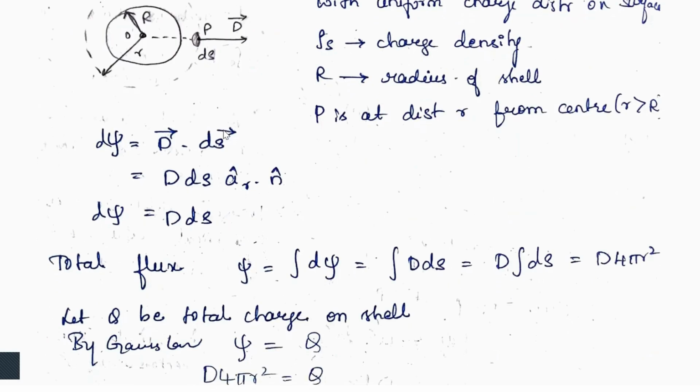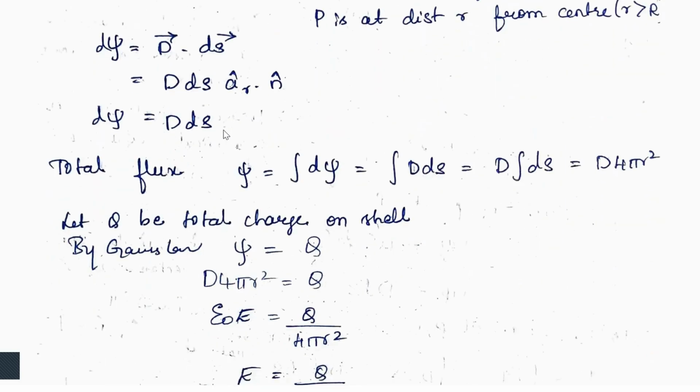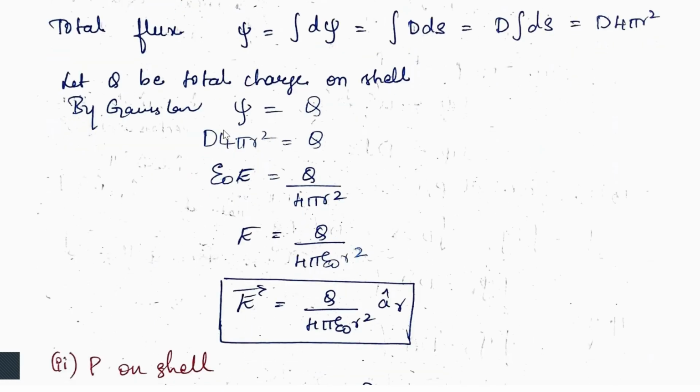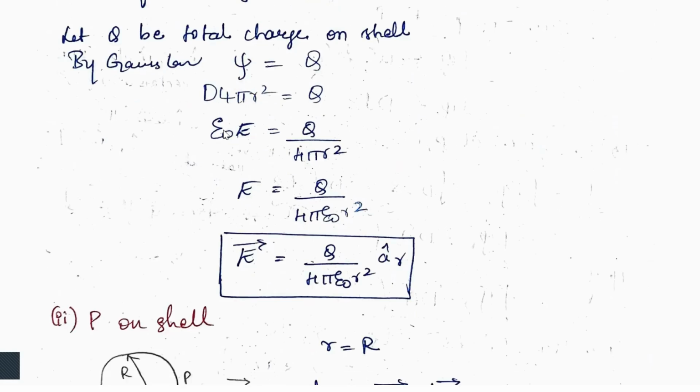Total flux is the integration of all. Remove the constant outside. Surface area of this sphere is 4 pi r square. So finally total flux is D 4 pi r square. Equate it to the total charge, that is psi is equal to Q. D 4 pi r square is equal to Q. Substitute D as epsilon naught E, so E is equal to Q divided by 4 pi epsilon naught r square. E vector is Q divided by 4 pi epsilon naught r square into a_r cap.